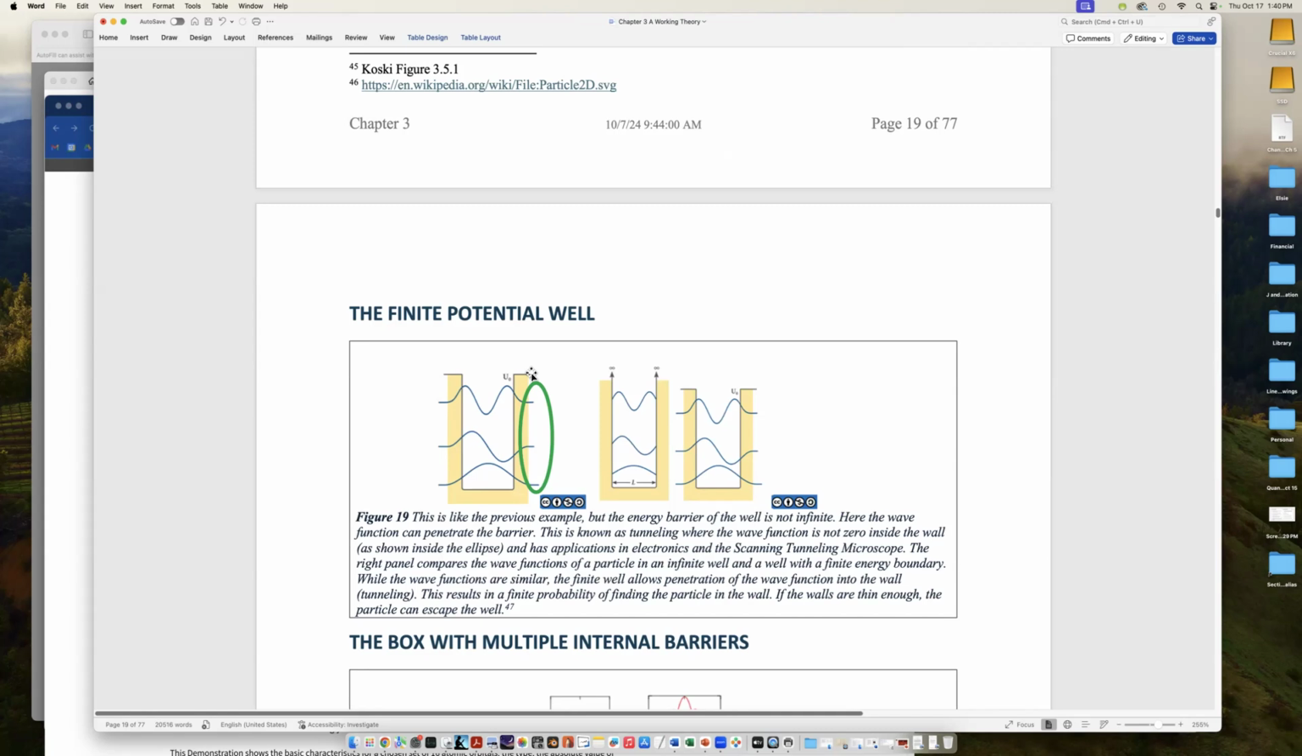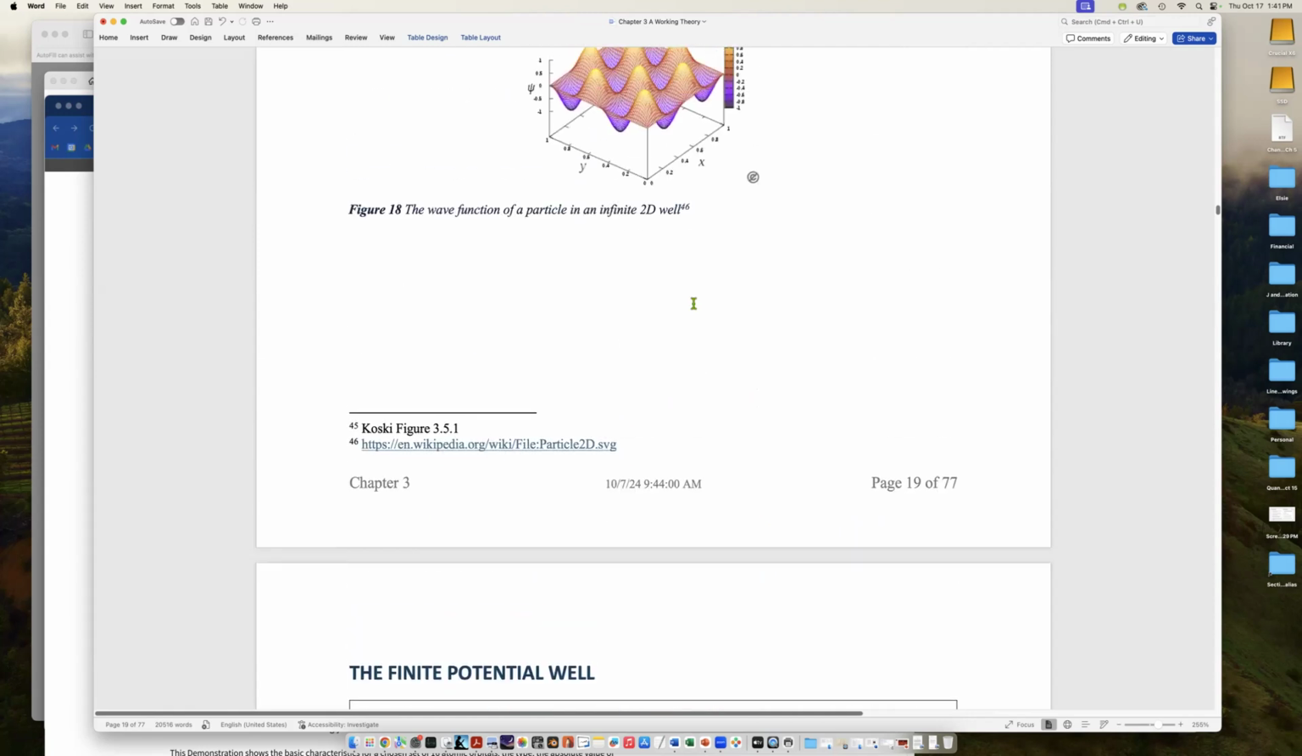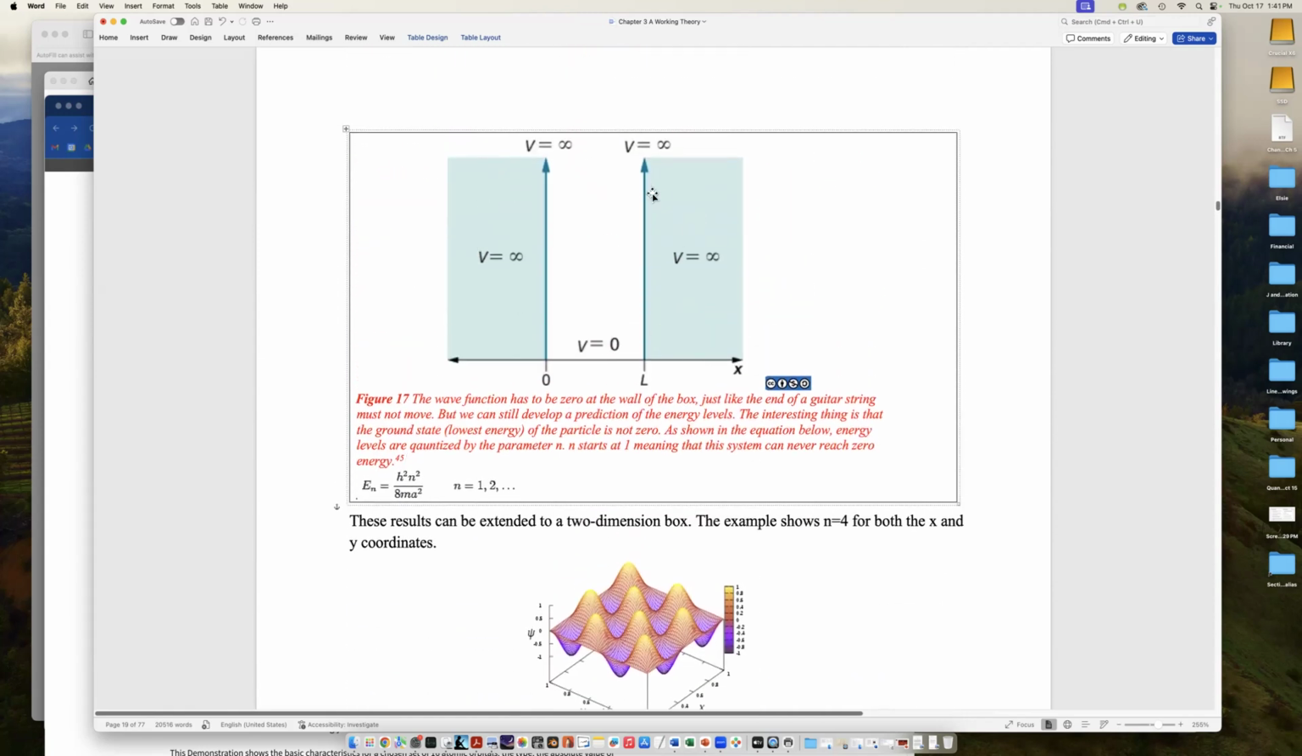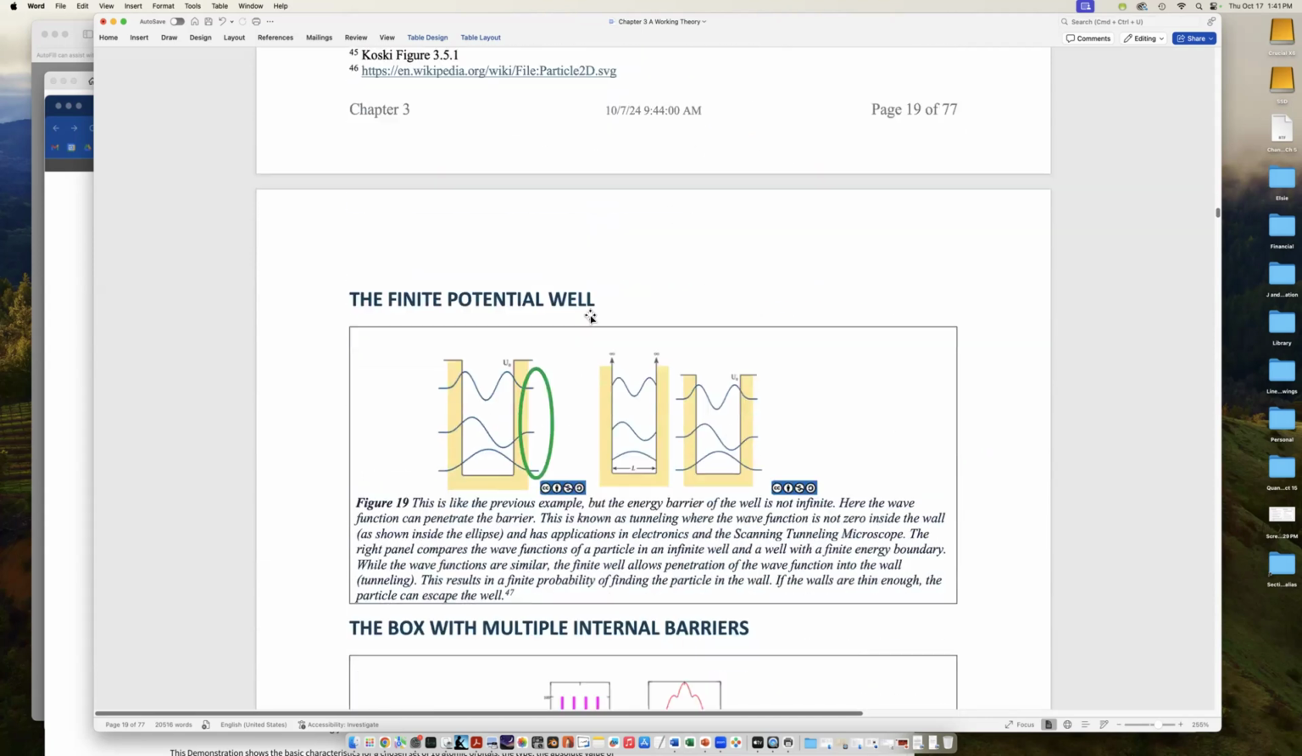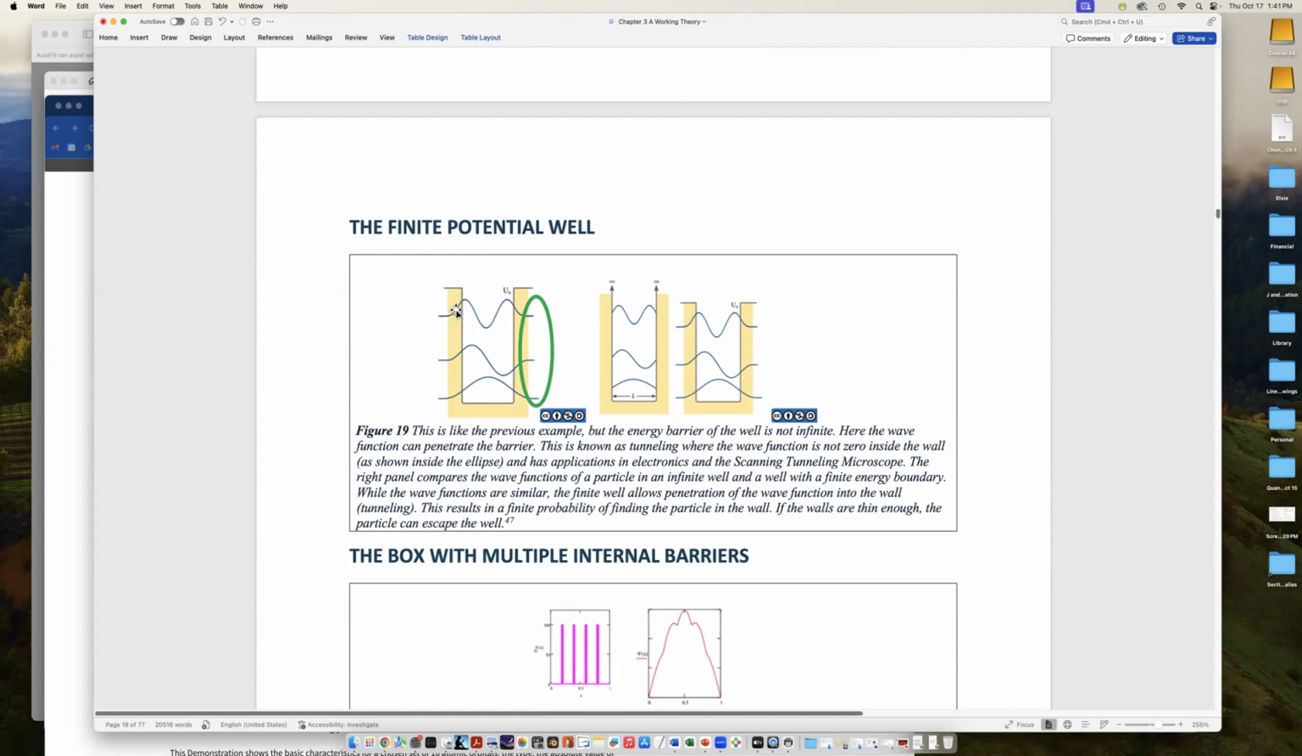Indeed, if we make this wall thin, there's a non-zero probability that the particle that we put in there will find its way outside of this well because the well is not infinitely deep. And again, the difference in this calculation and this calculation is how you add these properties of the circumstance of the quantum to the Schrodinger equation. So here we have the wave function penetrating into the wall. And it turns out this has an application.